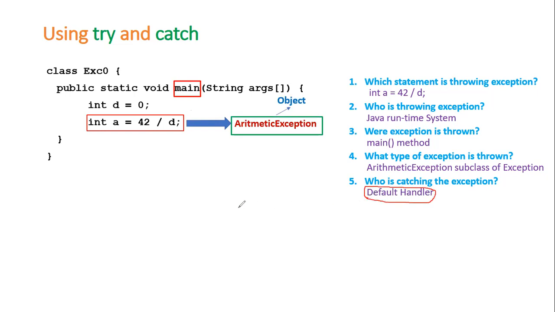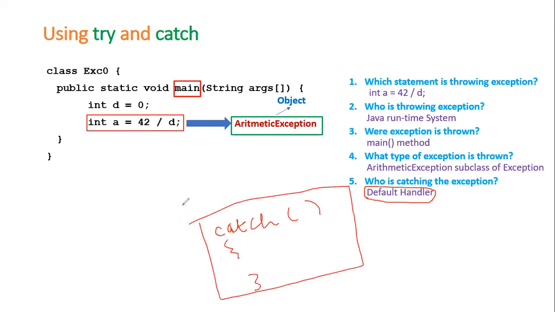In case you're not catching the exception, how do you catch it? In order to catch the exception, what should I do? I need to write a catch block. Let us assume I have not written a catch block. In case you don't write this catch block, by default a default handler is going to catch your exception. That's what it says.